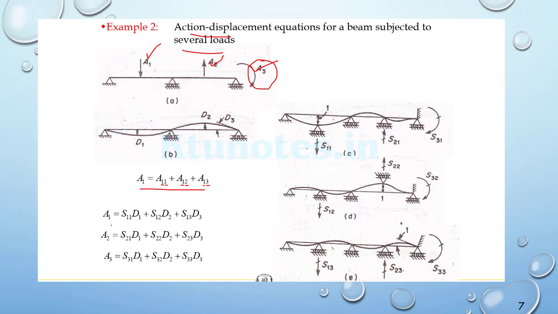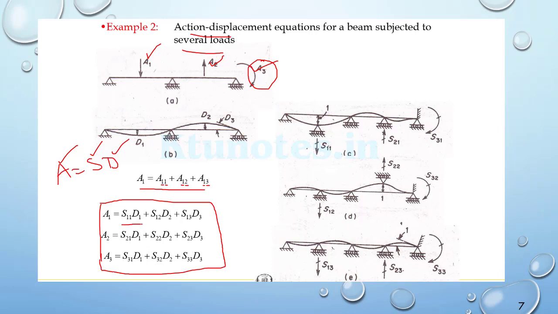So we know that A is equal to S into D, where D is the deformation, S is the stiffness, and A is the action. So combining, A11 is equal to S11 D1, A12 is equal to S12 D2, plus A13 is equal to S13 D3. Similarly for A2 and A3.